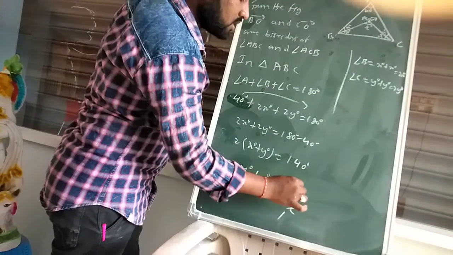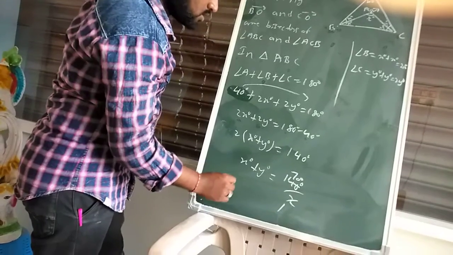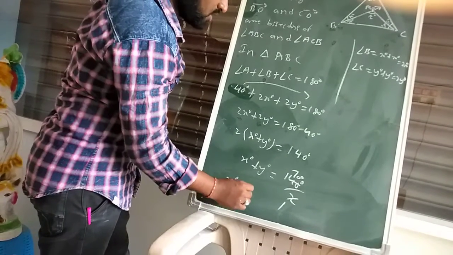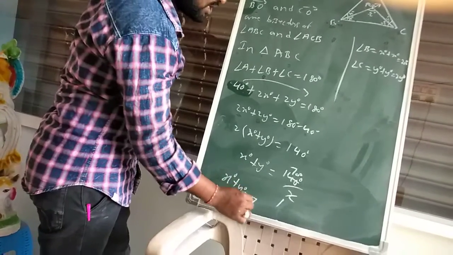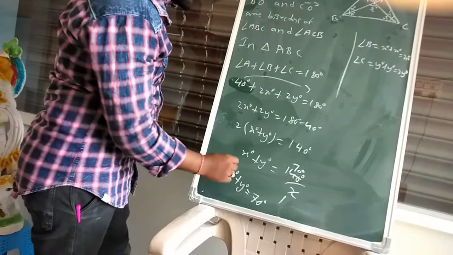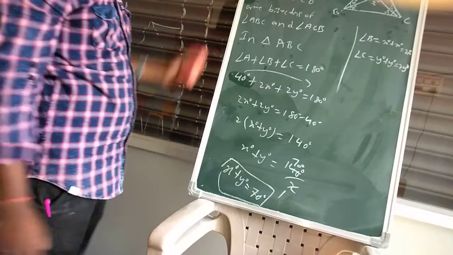2 ones are 2, 7 twos are 14. So x degrees plus y degrees is equal to, that is what, 70 degrees.